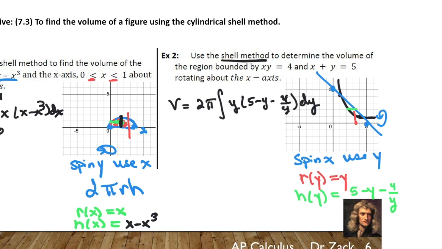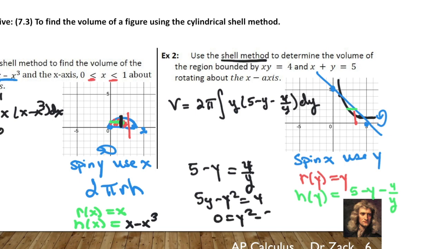What are we going to integrate from? Well, I think we need to solve this equation. So if I take 5 minus y and I set it equal to 4 over y, I'm going to be able to solve this and end up with 5y minus y squared equals 4. Set it equal to 0. Y squared minus 5y plus 4 gives us the y values as 1 and 4. Then you use your calculator or your mind in order to solve this problem.